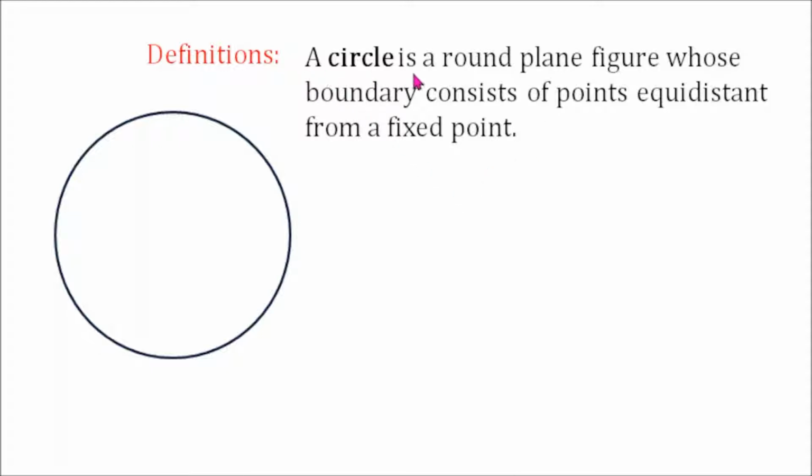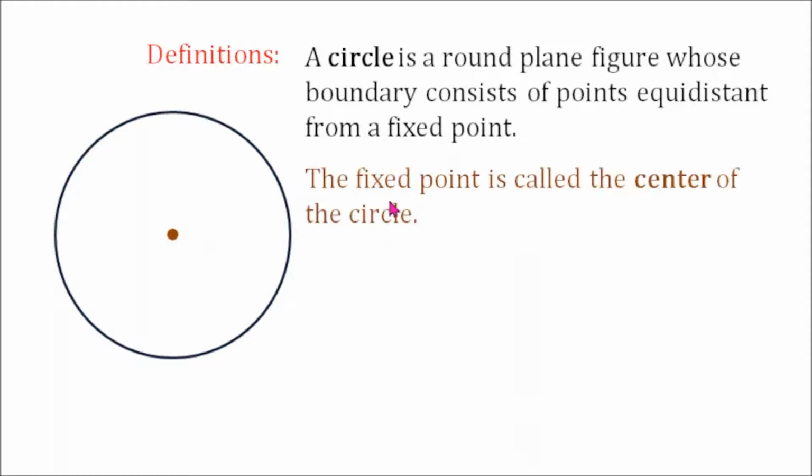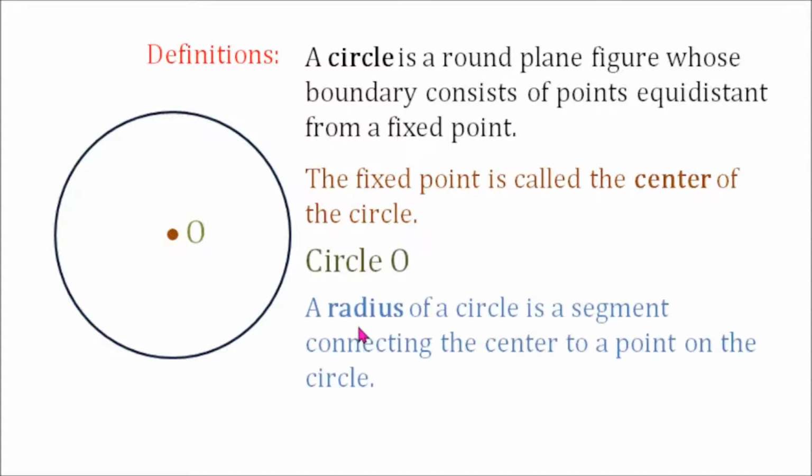A circle is a round plane figure whose boundary consists of points equidistant from a fixed point. This is the fixed point. It is called the center of the circle. We can name this point as point O, and we call this circle as circle O.